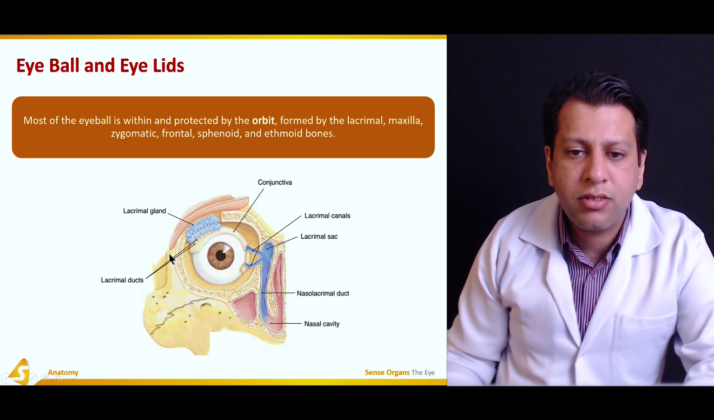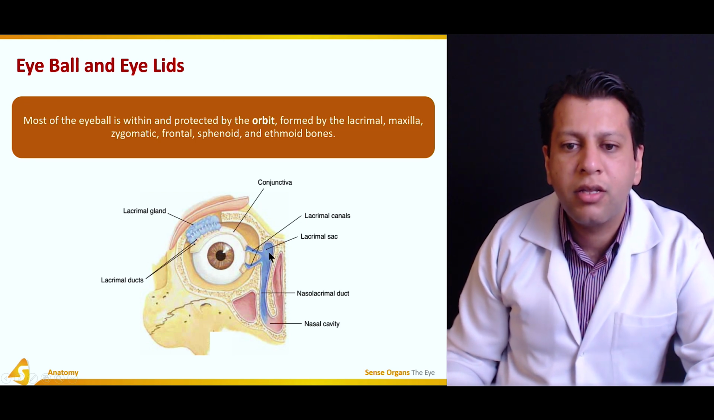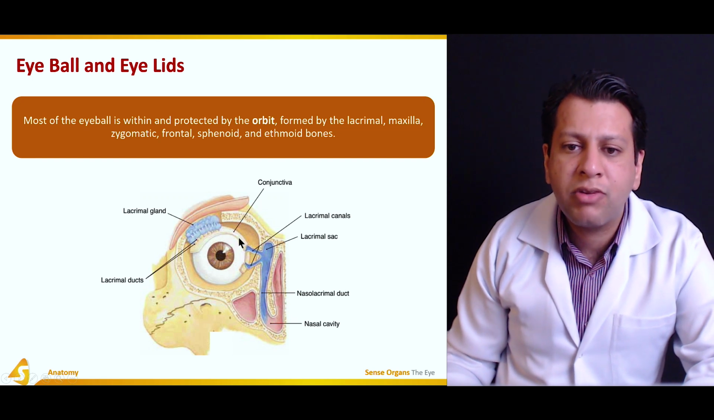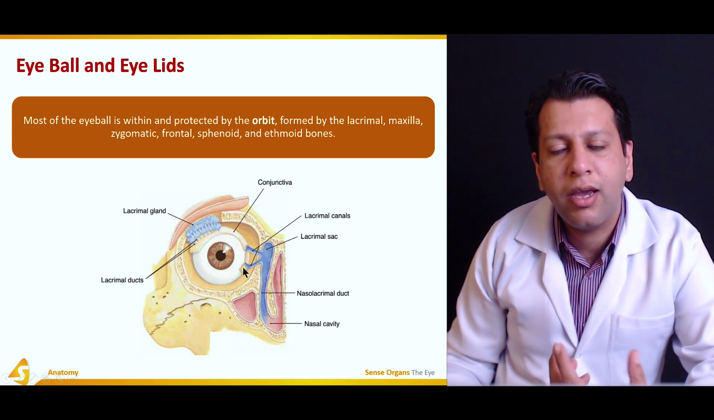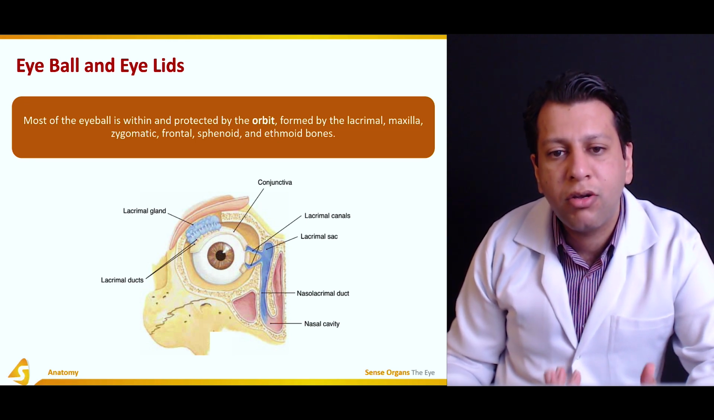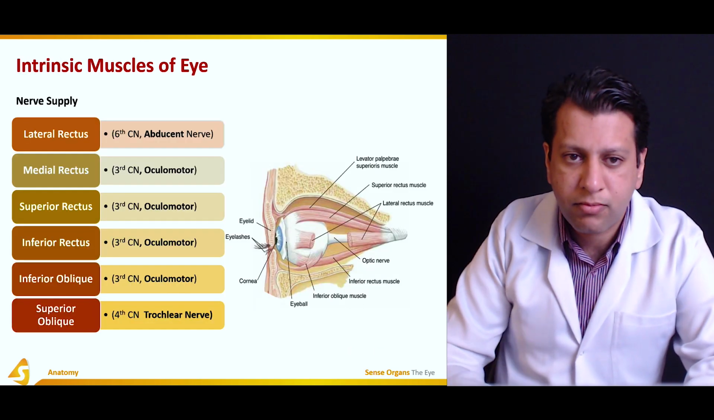Now all this fluid which is formed by the lacrimal gland is actually drained into the nasal cavity and can be recycled. But if there is any problem with, for example, increased production or decreased drainage, this will result in increased production of the tears and leading to increased intraocular pressure, which may cause glaucoma.